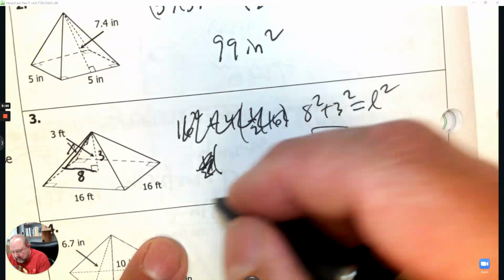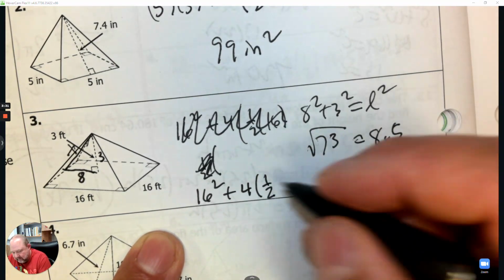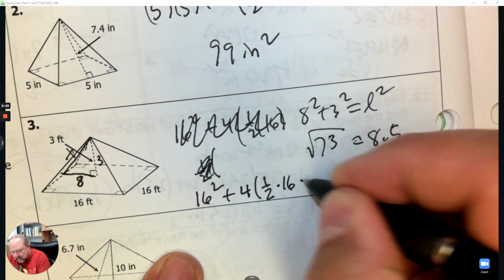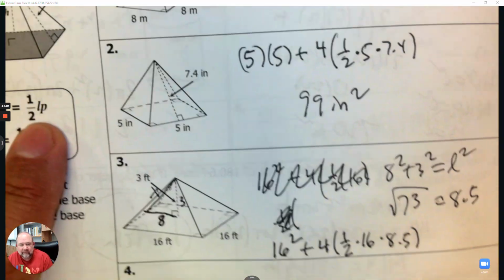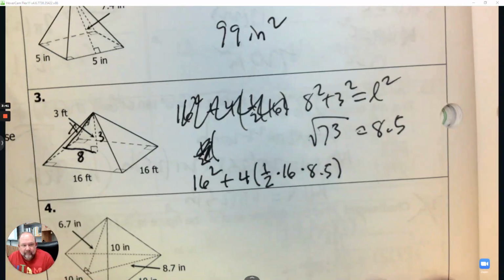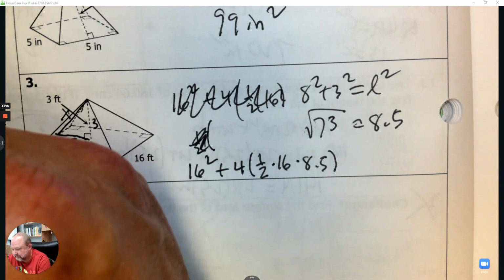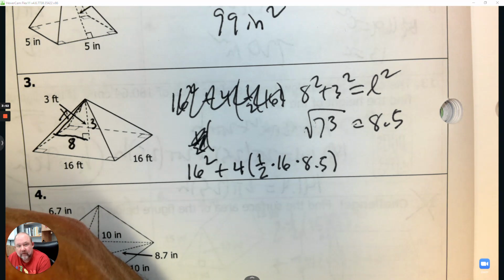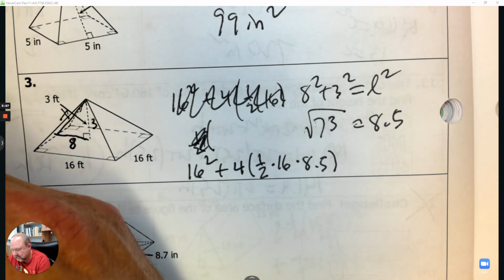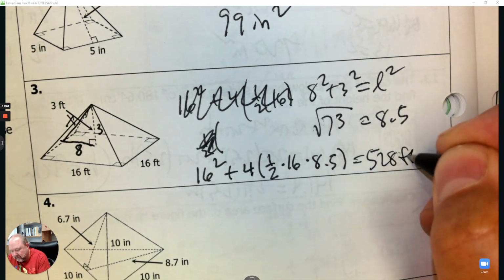And then the formula, so you have the base, and then we have 4 triangles, and each one is half the base, which is 16, times the height, which is 8.5. That's the exact same formula as this. 4 times 16 is the perimeter. I get it. Here we go. So 16 squared plus 4 times 1/2 times 16 times 8.5. I get 528 feet squared for the surface area.